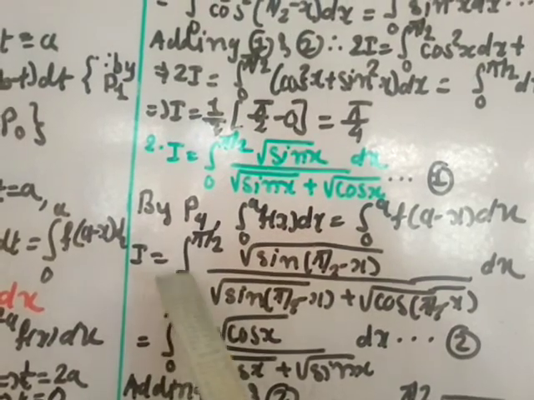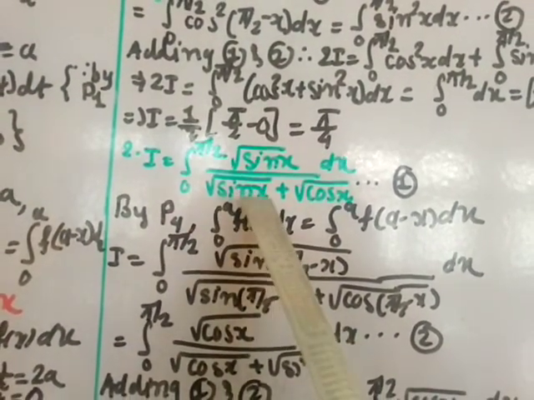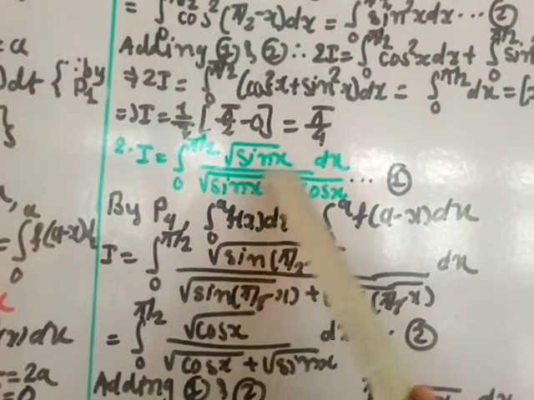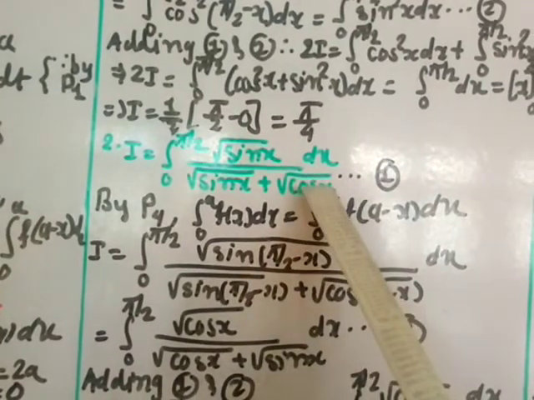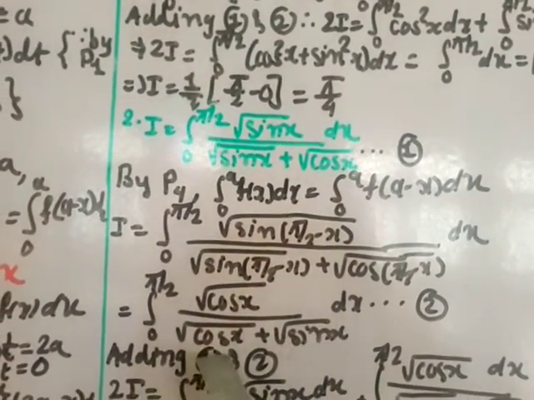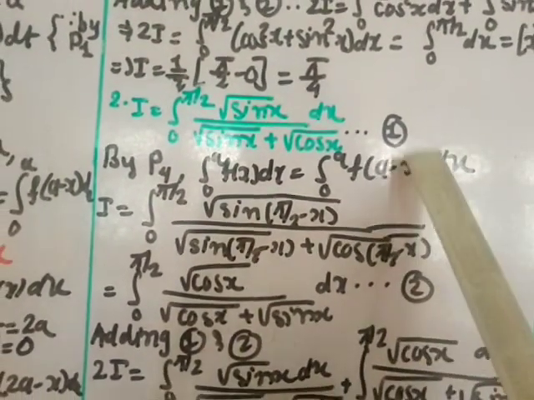So I is equal to integral 0 to pi by 2 square root of sine of pi by 2 minus x, divided by square root of sine of pi by 2 minus x plus square root of cos of pi by 2 minus x. Sine of pi by 2 minus x is cos x, and cos of pi by 2 minus x is sine x. Call this number 2. Now add 1 and 2.